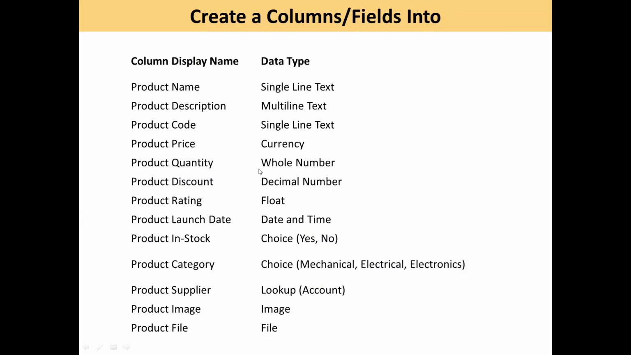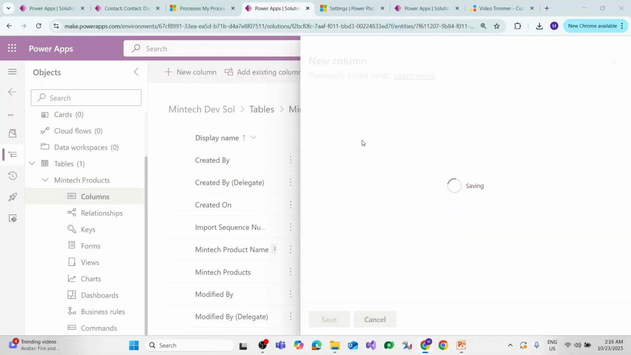Now the next one is product quantity. It's a whole number, so the data type is whole number. Product quantity. Now we will create the next column.